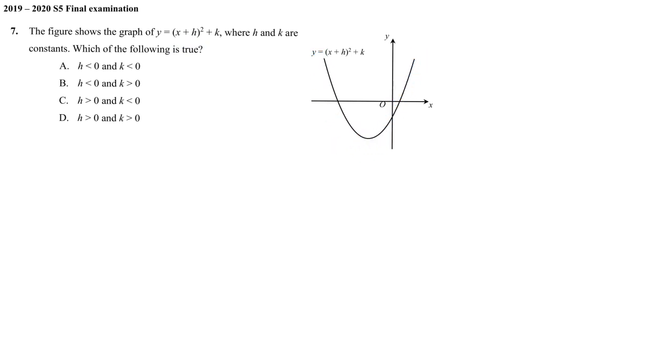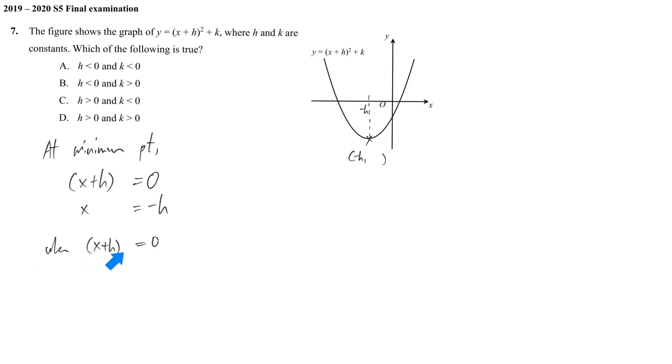So the key point is at the minimum point or maximum point, the bracket must be equal to 0, which means that x is equal to negative h. The vertex point here, the x coordinate is negative h.